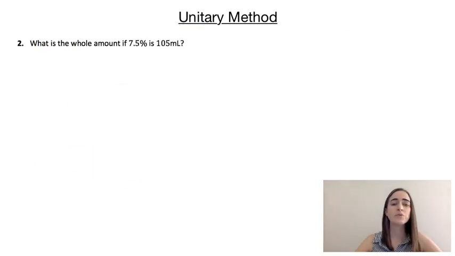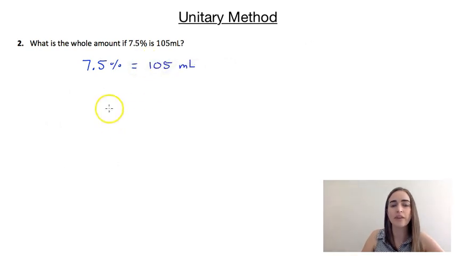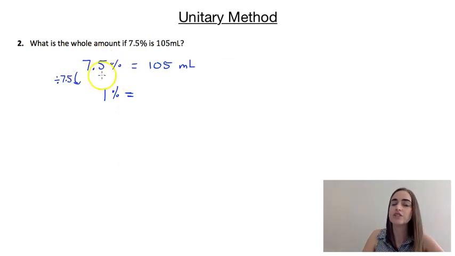In our second example, we're asked to find the total amount if 7.5% is 105 milliliters. So we start again by writing down what we know. So 7.5% is 105 milliliters. So then we're always going to break it down to 1%. So if we know that 7.5% is 105 mil, to find 1%, we would have to divide by 7.5. So it's always just dividing by the percentage that we were given.